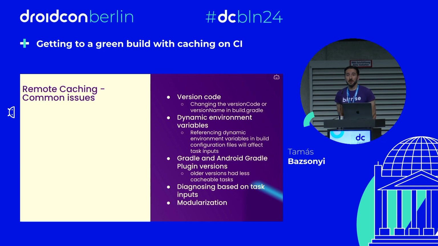The fourth point is diagnosing based on task inputs. Basically, looking at the different task executions, seeing the task input hashes, and comparing those between executions to spot which tasks are getting different inputs between the different builds, and digging into why those inputs changed. And the final part is, of course, modularization. The better modularized your project is, the easier you will be able to cache the different task outputs.